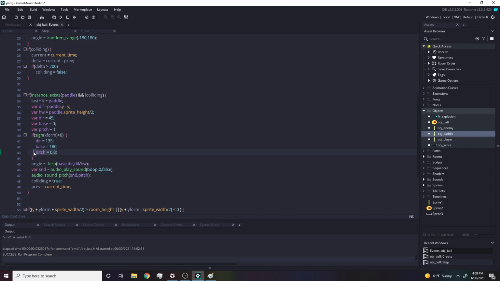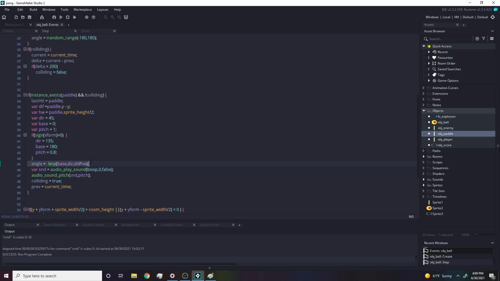And the pitch, we're just setting, the pitch is for the sound effect for ball hitting, because I want the sound effect to be a little lower when hitting the enemy. So pitch 0.8, 1 is normal pitch. Anything less than 1 is going to be a lower register pitch when we play the sound effect.